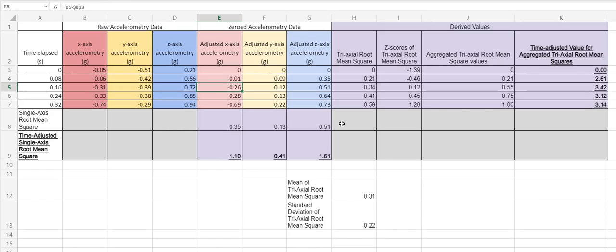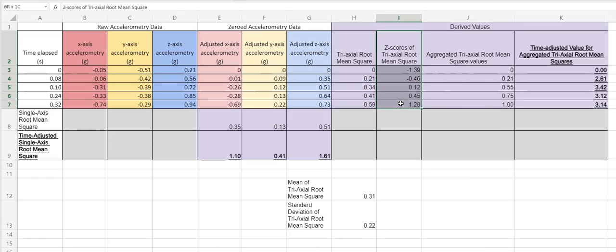After obtaining the adjusted accelerometry values, we calculated the triaxial root mean squares for each time point, as seen in column H. The root mean square is derived by completing 3 calculations. First, by squaring all the values of a subset. Second, determining the average of those squared values. And third, taking the square root of that average. The first 2 steps can be done using the sum square function in Excel, SUMSQ, then dividing by the number of values in the subset. The square root function, SQRT, then takes the square root of the enclosed value.